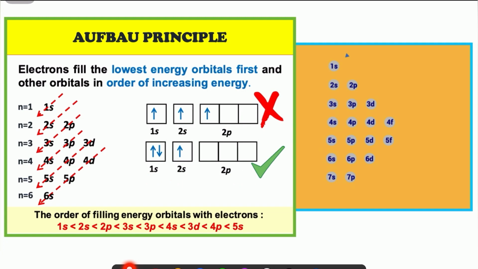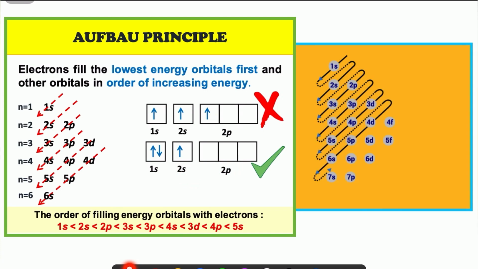The example is for an element with 3 electrons. If you have more than that, for example, you can fill the orbital 2s full with 2 electrons, and the next electron will fill in the orbital 2p. So here I show you the animations by using this diagram of the Aufbau principle.